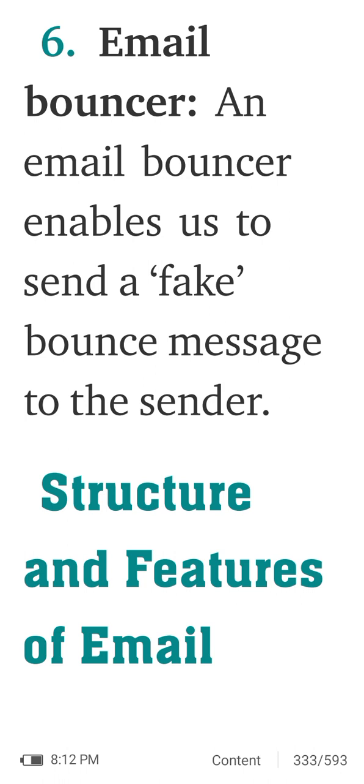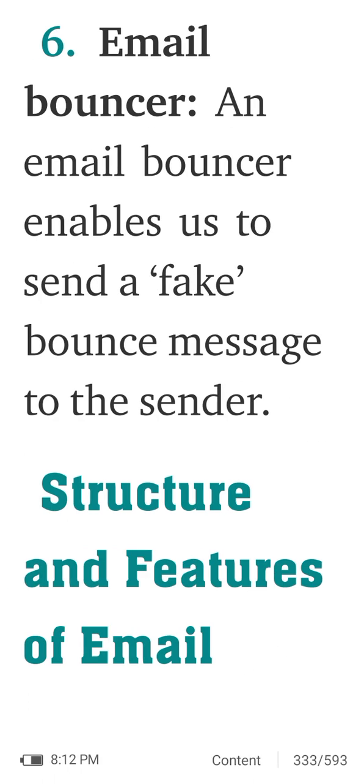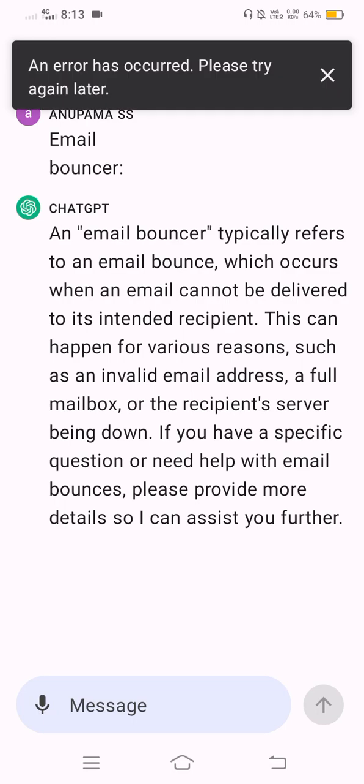Then structure and features of email. What is this one? Email bouncer. I don't know. Once again, we are going to learn this. Okay. Email bouncer is nothing else, just like we bounce a ball. An email bouncer typically refers to an email bounce, which occurs when an email cannot be delivered to its intended recipient. This can happen for various reasons, such as an invalid email address, a full mailbox, or the recipient server being down. Okay. We know what it is.